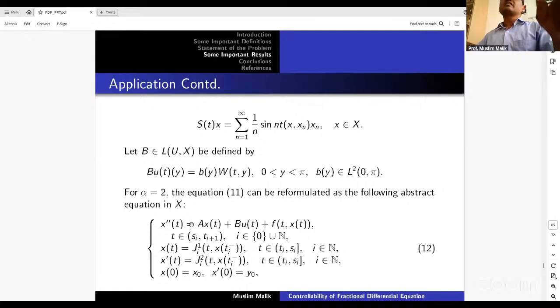So this result of the problem is not true for just one problem, it will be true for the class of problems. Therefore in this way also this method is good and important. This method is called the cosine family method.